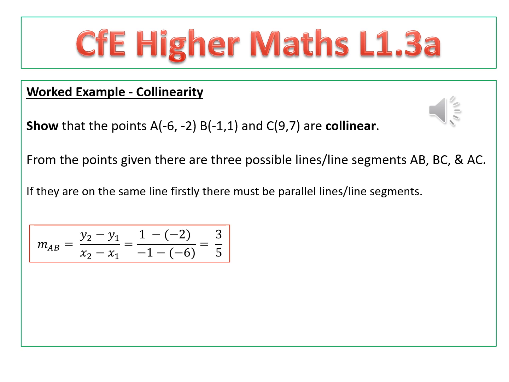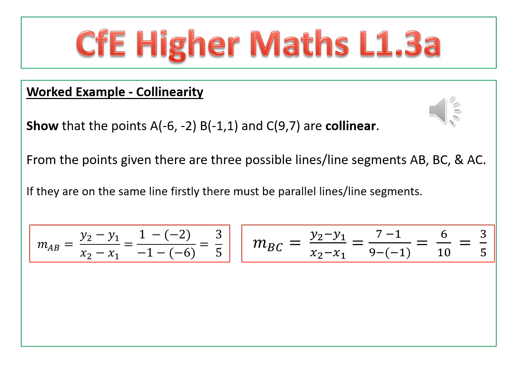So what we've chosen here is the gradient AB. So put the coordinate pairs in for AB and find the gradient, which in this case is 3/5. Then using a common point, in this case B, we're finding the gradient of BC. Same again, find the gradient, and we find it at 3/5 again.